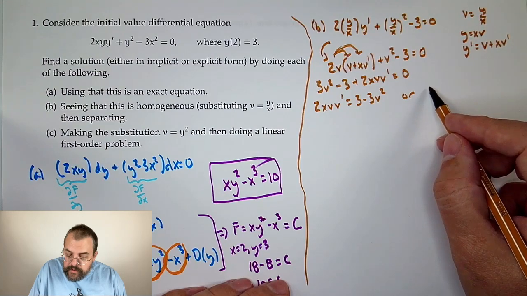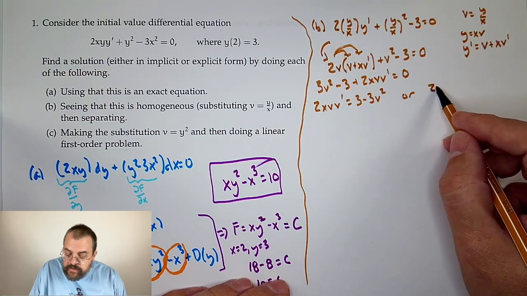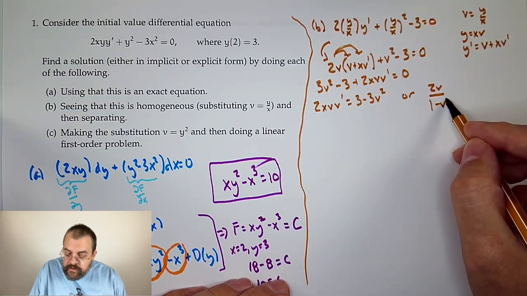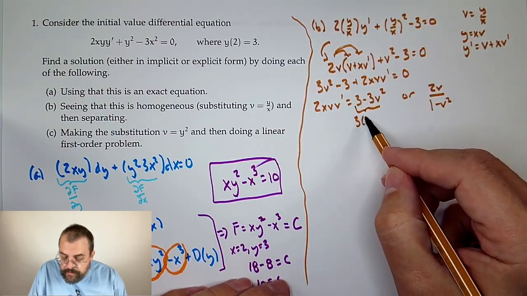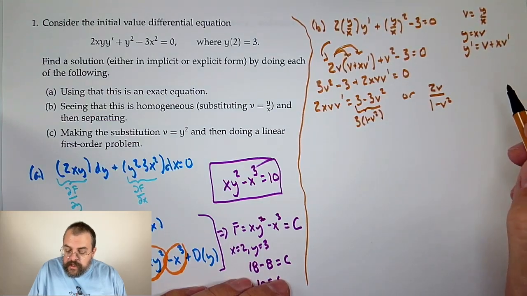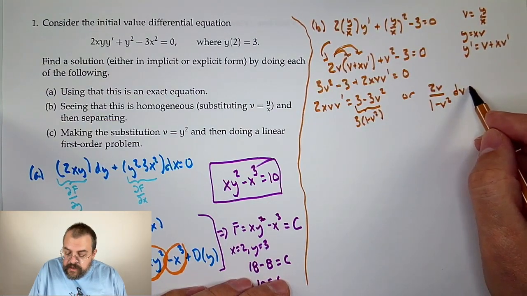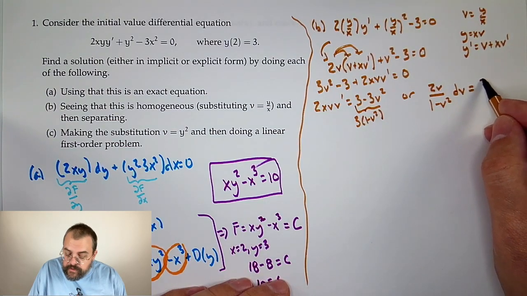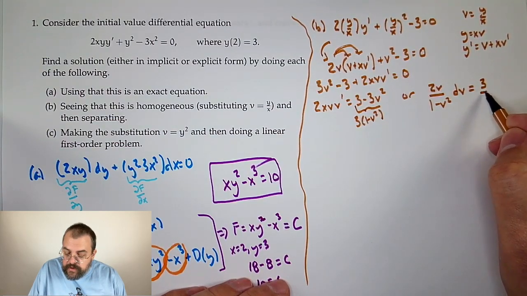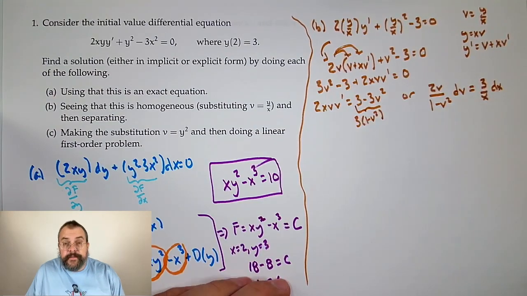So I'll write it in the following way. So 2v over 1 minus v squared. Notice that this side is 3 times 1 minus v squared. And dv is equal to, on the other side, we'll have 3 over x dx.